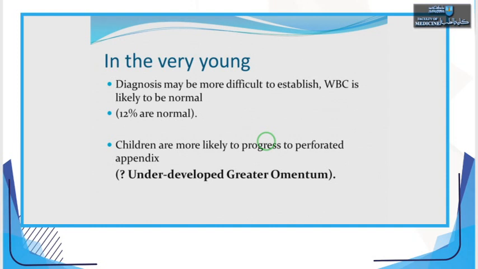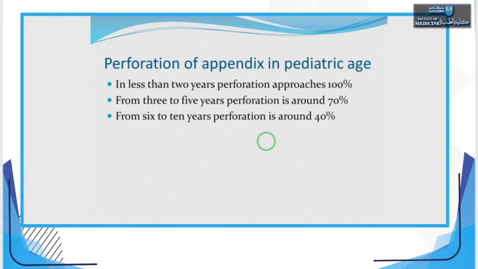12% of the cases show normal WBCs. Children are more likely to progress to perforated appendix. This is usually due to underdevelopment of the greater omentum. Perforation of appendix in pediatric age, in less than 2 years, perforation approaches 100%.